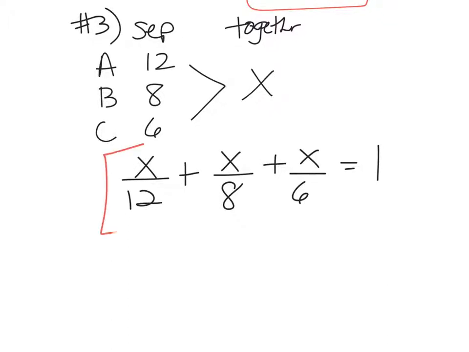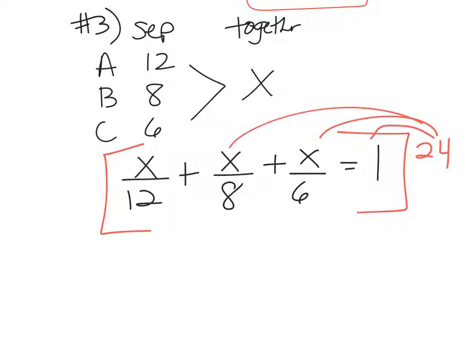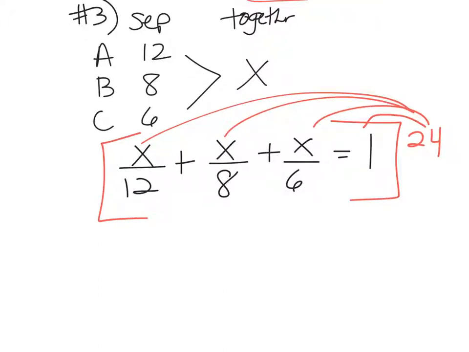Now, this is a good question. This is like a 5th grade question right here. It's hard though. What's the smallest number that you can divide 12, 8, and 6 into? 24, good. Took me a little while to figure that out. They all divide into 24. So let's go ahead and multiply all 4 parts of this equation by 24.